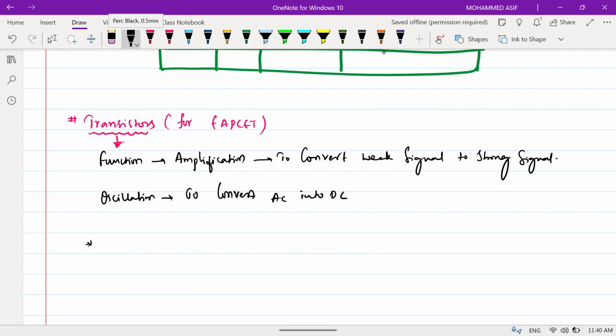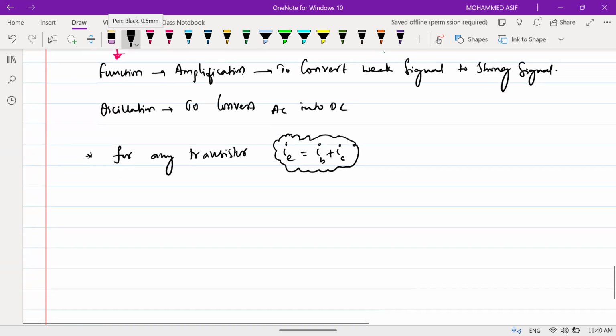Okay. Now see here, for any transistor, the emitter current is always equal to the base current plus the collector current. IE is equal to IB plus IC. Okay. IE is the emitter current, IB is the base current, and IC is the collector current.